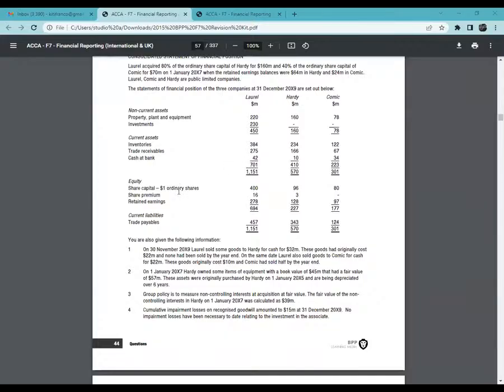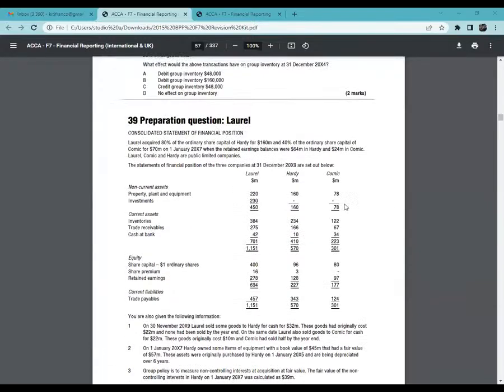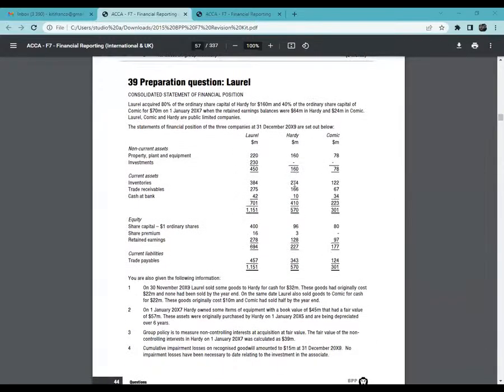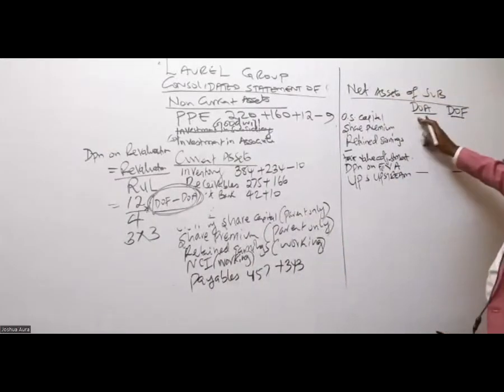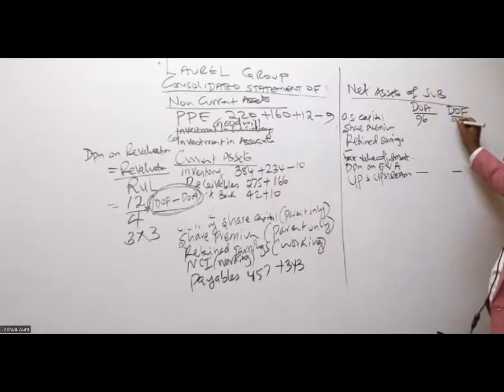Ordinary share capital. So what ordinary share capital amount should I bring here? I'm spoiled for choice. Do I take 400, 96, or 80? Remember, these are net assets of the subsidiary. And the subsidiary is the one we have here called Hardy, which is 96. No, it is 96. So for the date of acquisition, we have 96, and here 96.